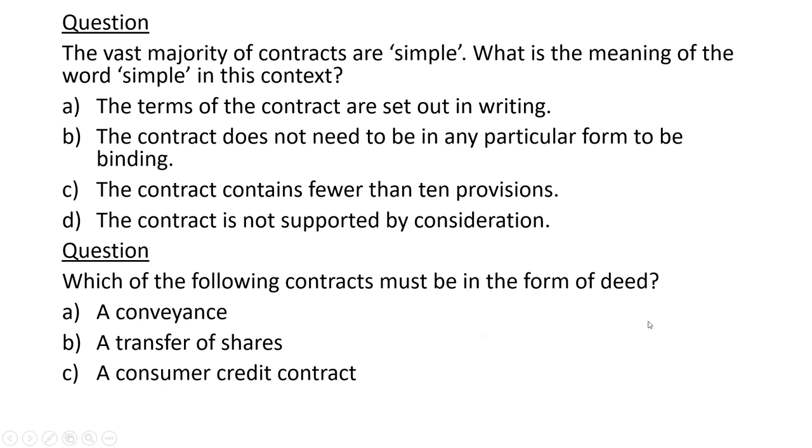Next question: which of the following contracts must be in the form of a deed? In the form of a deed, basically conveyances of land or lease, your transfer of land or lease. So basically a conveyance, A option is the correct one. A conveyance contract, the transfer of land or lease, should always be in written form, or must be in the form of a deed.